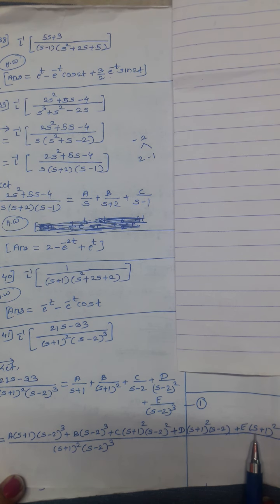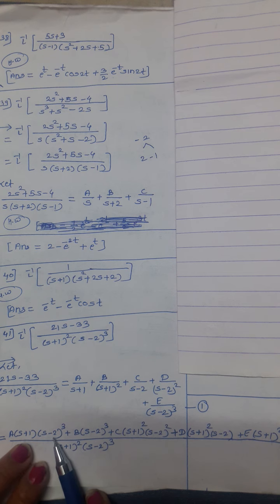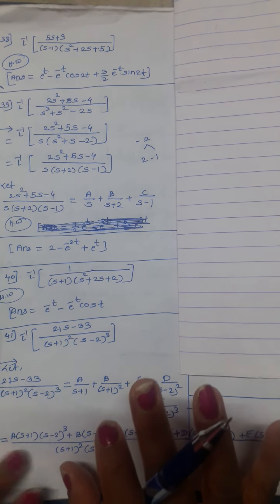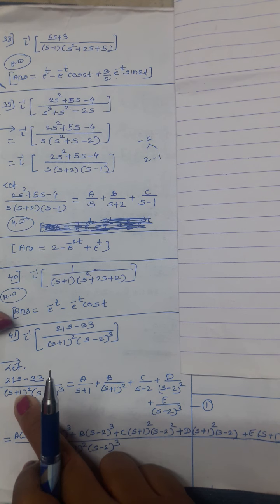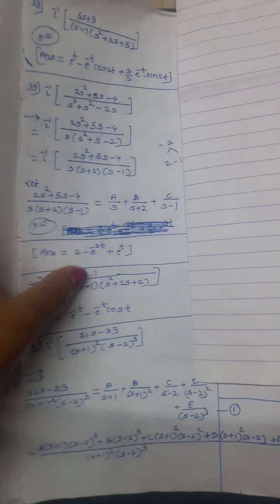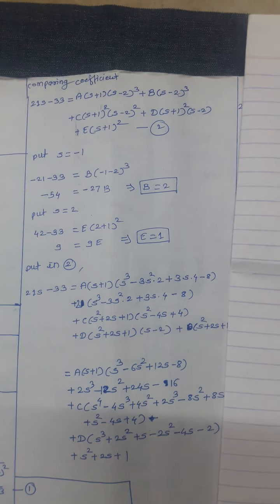Now if you observe this, this is one factor, this is the second factor, two linear factors overall here. That's why we can get a minimum of two constants by putting s equal to minus 1 and by putting s equal to plus 2 simultaneously. Okay, what do we get then?